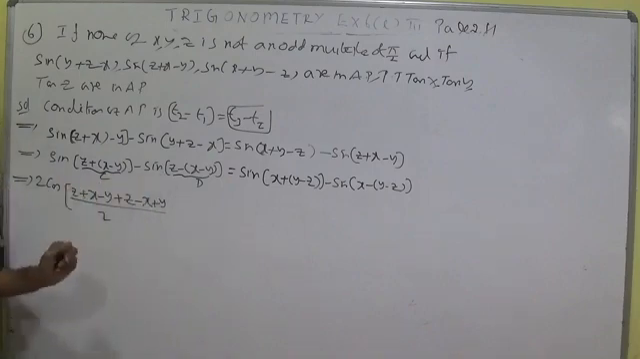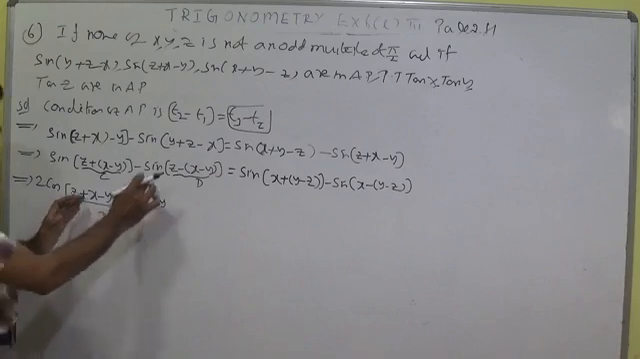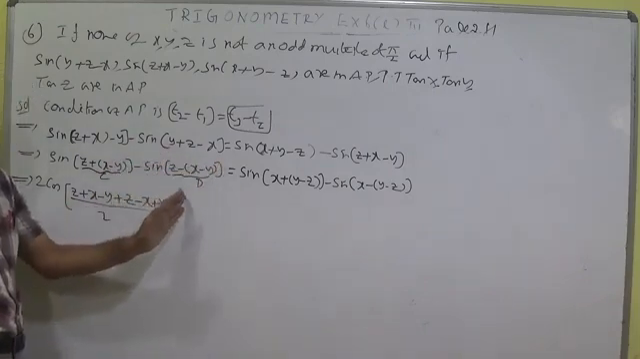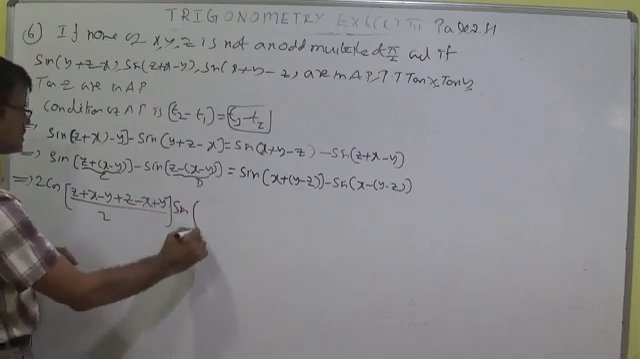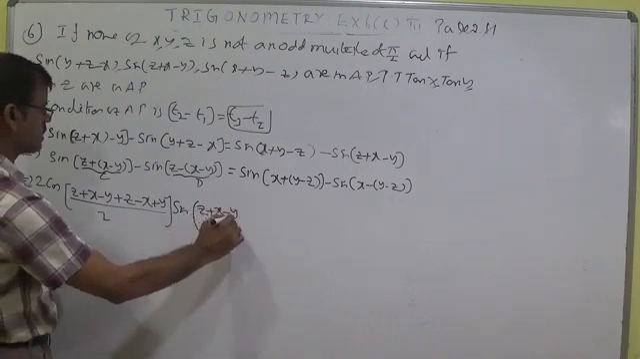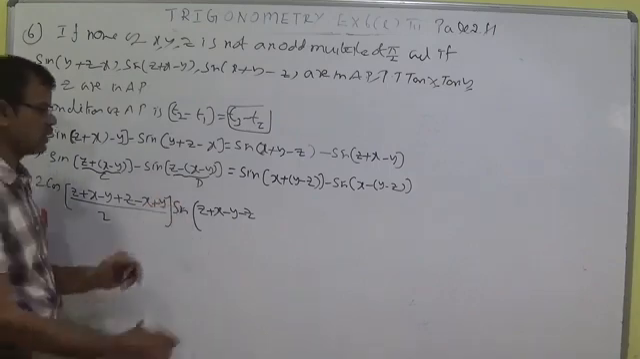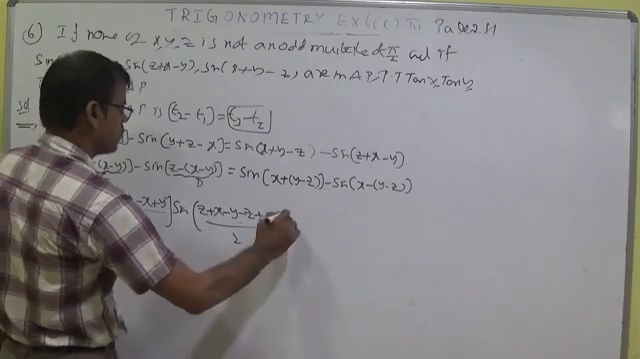Because 2 cos of (C plus D) by 2, C plus D by 2 means as it is Z plus X minus Y plus Z. It is minus, as it is term minus X within the brackets, minus is there, that is we should write by 2 into sin of (C minus D) by 2. So you can write like this: Z plus X minus Y minus Z, minus of minus here plus X minus Y as it is term, whole by 2.